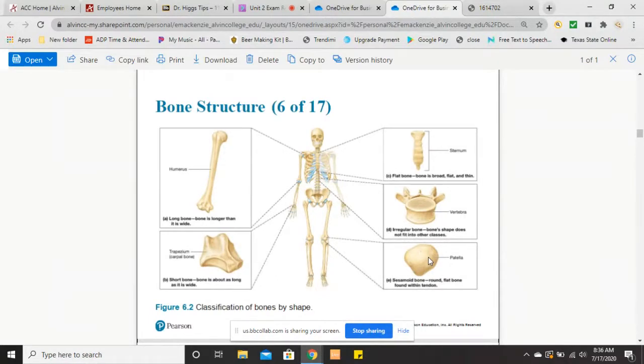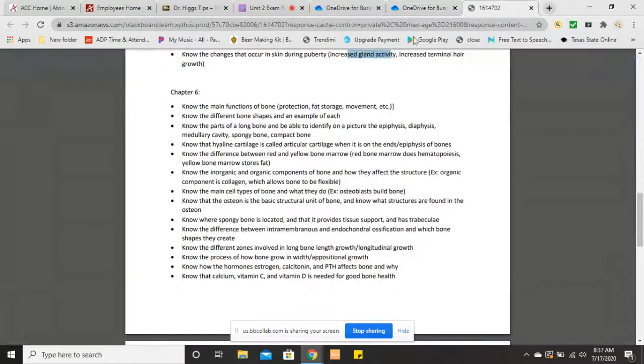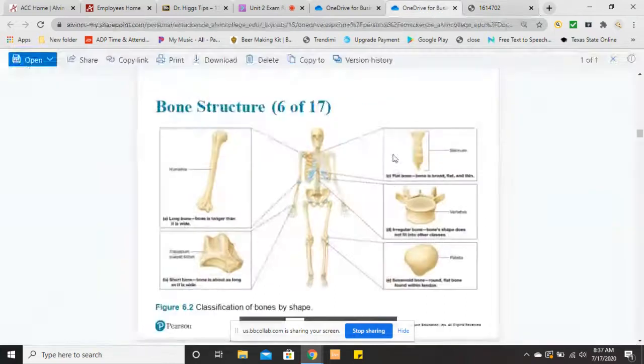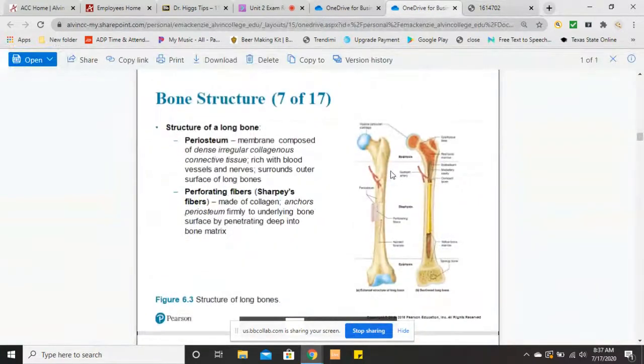And then there are the other categories. Remember, those are irregular bones, like your vertebral bones in your spine or your lower jaw called the mandible. They don't fit any of these other categories, so they're irregularly shaped bones. We knew those already. Even knew the anatomy of a long bone. Oh yeah, you got to know that again.